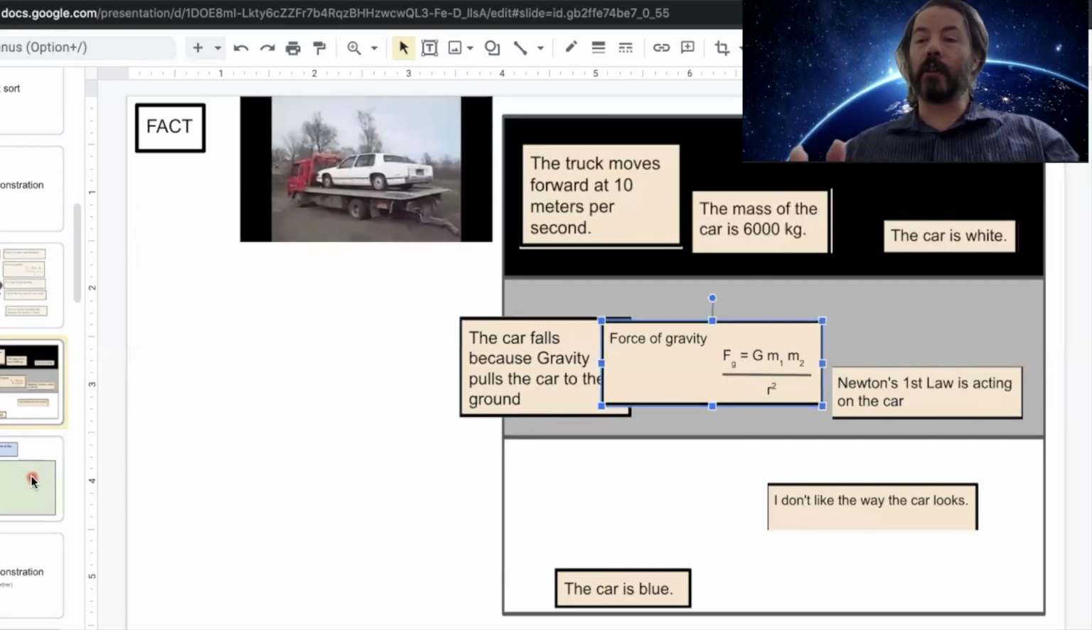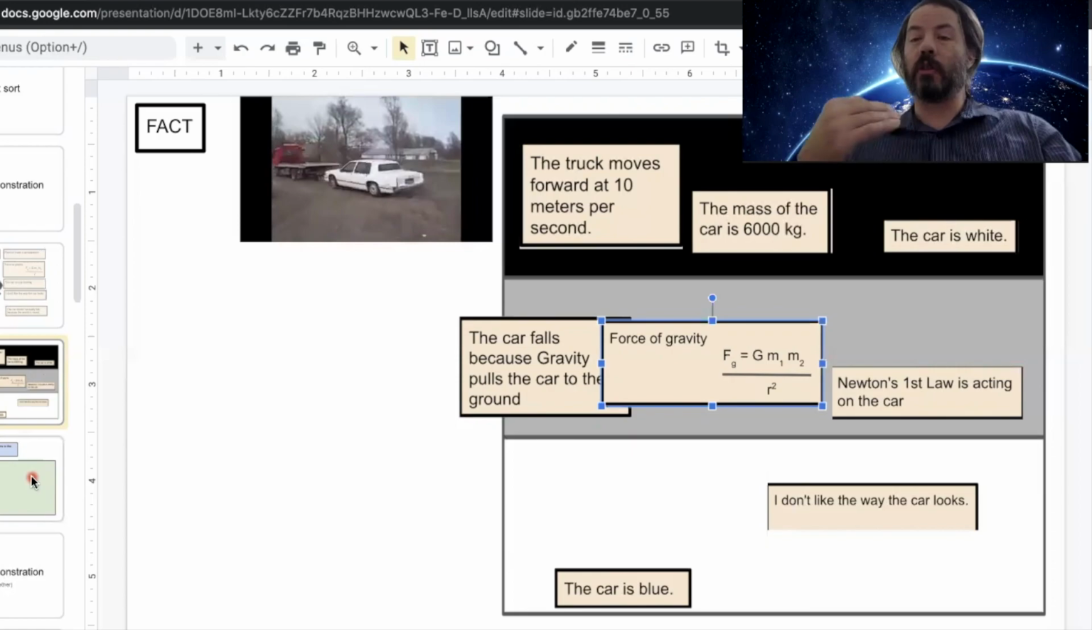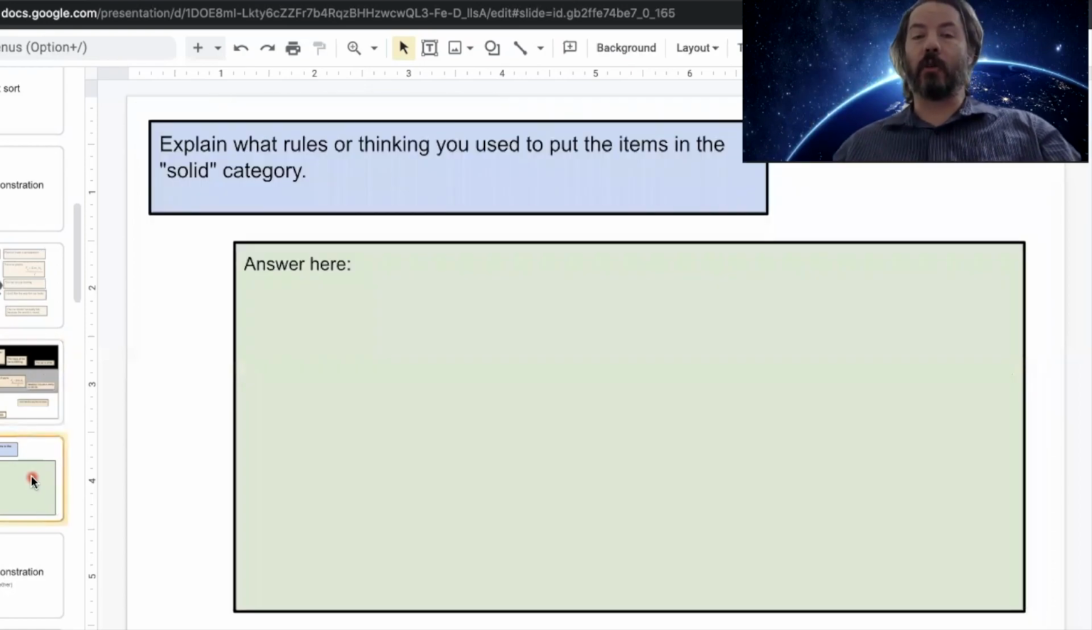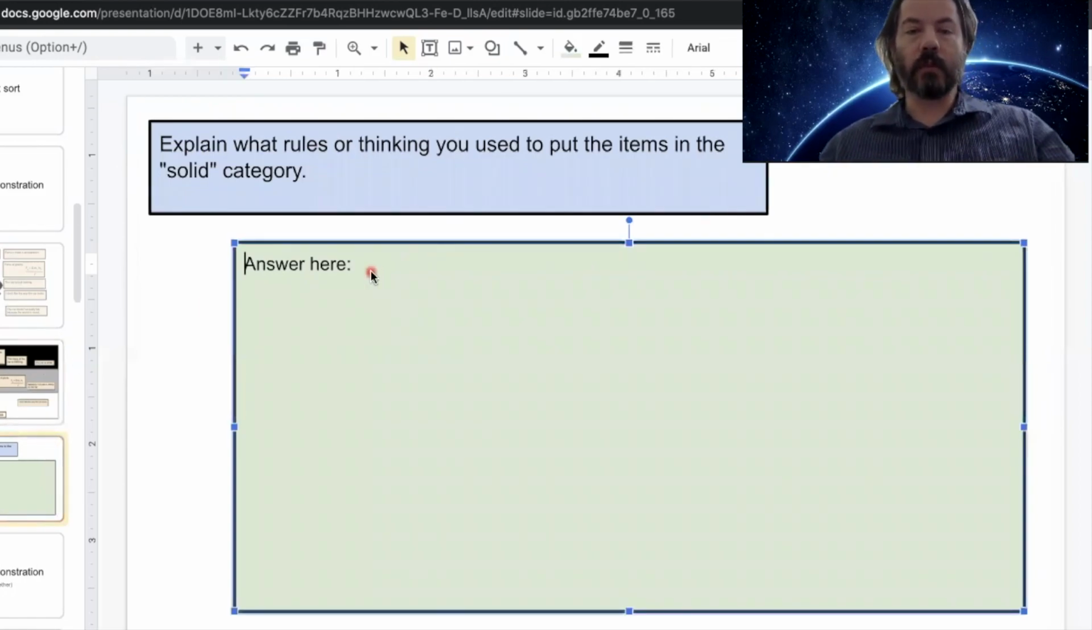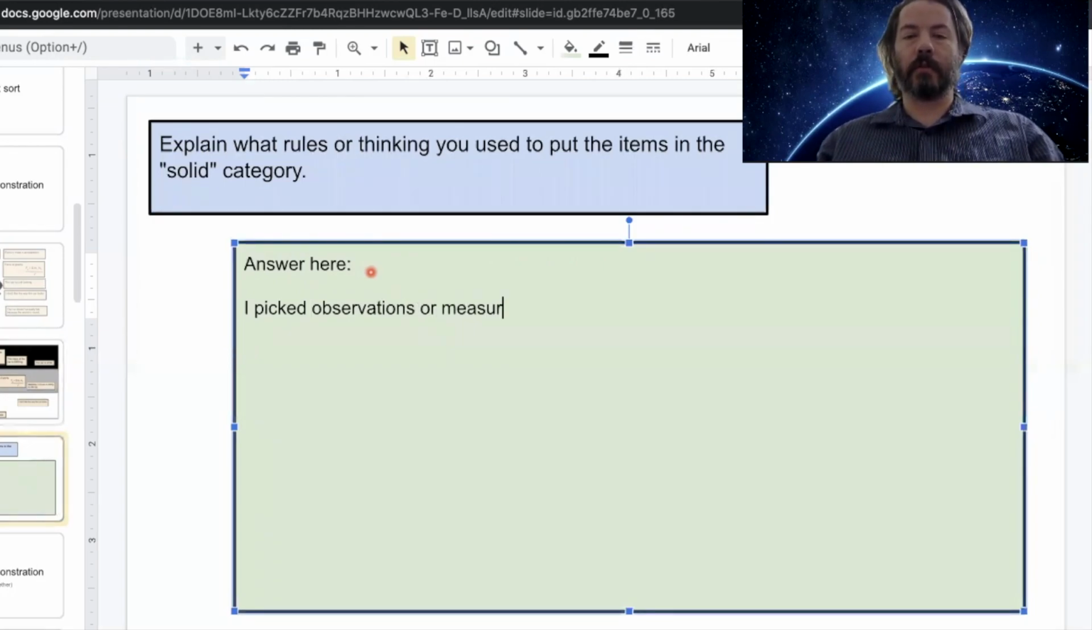Okay, so that's all well and good. I've done the sort, but now for your assignment, you actually are going to need to tell me why you put certain things in the category. So explain what rules or thinking you used to put the items in the solid category. So it says put your answer here. So I picked observations or measurements that were quantitative and qualitative.